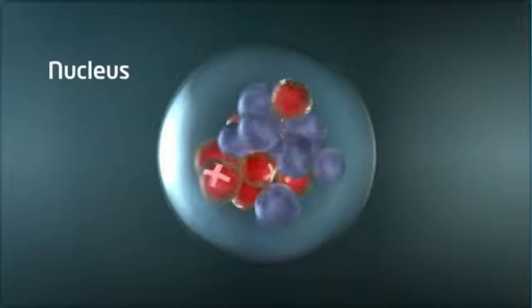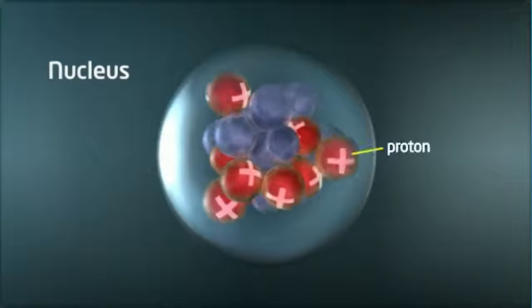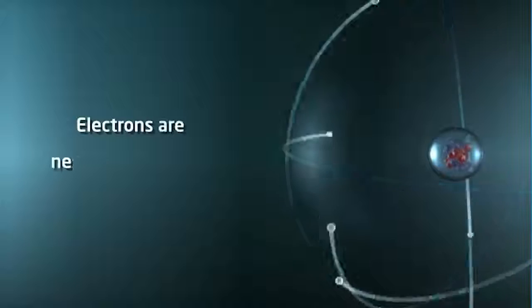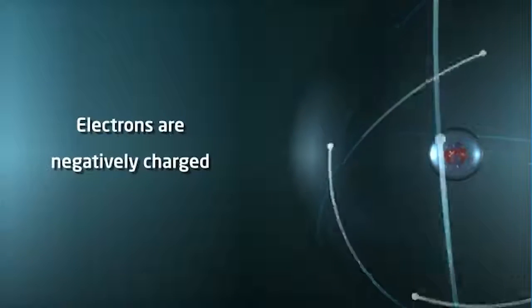The nucleus of an atom is made up of two particles, protons, which carry a positive charge, and neutrons, which have no charge. Outside the nucleus are electrons, which carry a negative charge. The attraction of these negative electrons to the positive nucleus is what keeps the atom together.